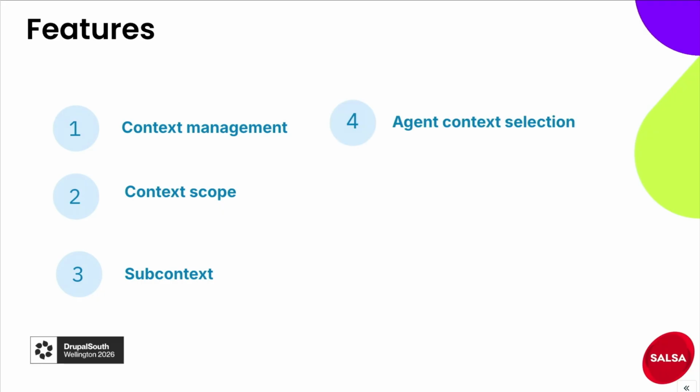Then agent context selection. Right now, the context control center only applies to AI agents. It doesn't apply yet to AI automators and chains, etc. But what it allows is, when you create a context, you can associate it with an agent, and then via scopes you can tell the agent to pick this context only within the scope, and define what the different scope areas are.